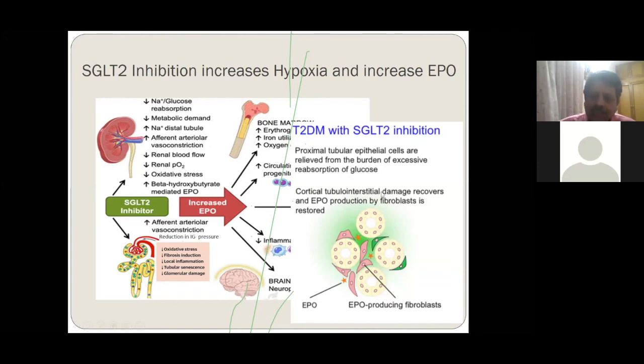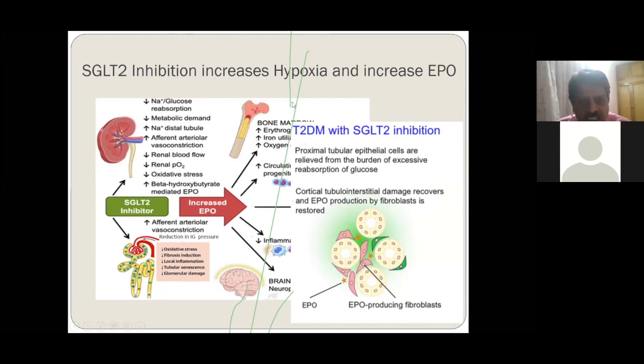How is erythropoietin production involved? Because in the proximal tubule, because of the overburden of glucose, there is conversion of the fibroblasts to tubular cells. So there will be decreased synthesis of erythropoietin. Whenever euglycemia is achieved, cortical interstitial damage also recovers, and erythropoietin production is restored by the fibroblasts, and hence you get more hemoglobin.